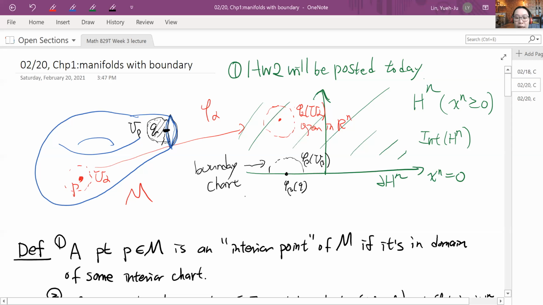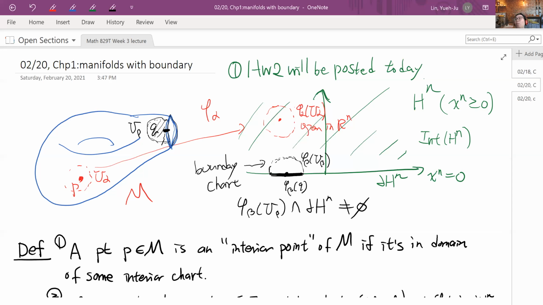Namely, this specific open set will intersect the boundary of your upper half space. So geometrically, you can actually see it. Be careful here: I put a dotted line here, but this open set should actually contain the boundary. Because think about it, what's an open set in Hn under the subspace topology? You take an open set in Rn and intersect it with Hn, right?